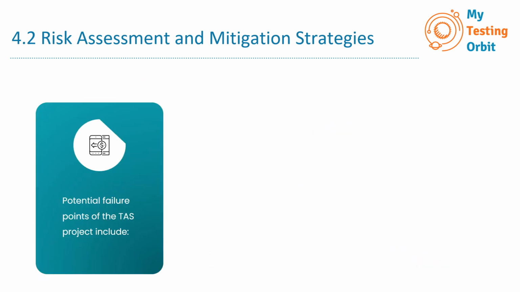Potential failure points of the TAS project include: number one, migration to a different environment. Moving your TAS to a different environment involves configuring and adapting the TAS to work seamlessly in the new environment's infrastructure and settings. If the migration is not handled correctly, it can result in issues like test failures, data inconsistencies, or disruptions in testing workflows, ultimately affecting the reliability and effectiveness of the TAS in the new environment.